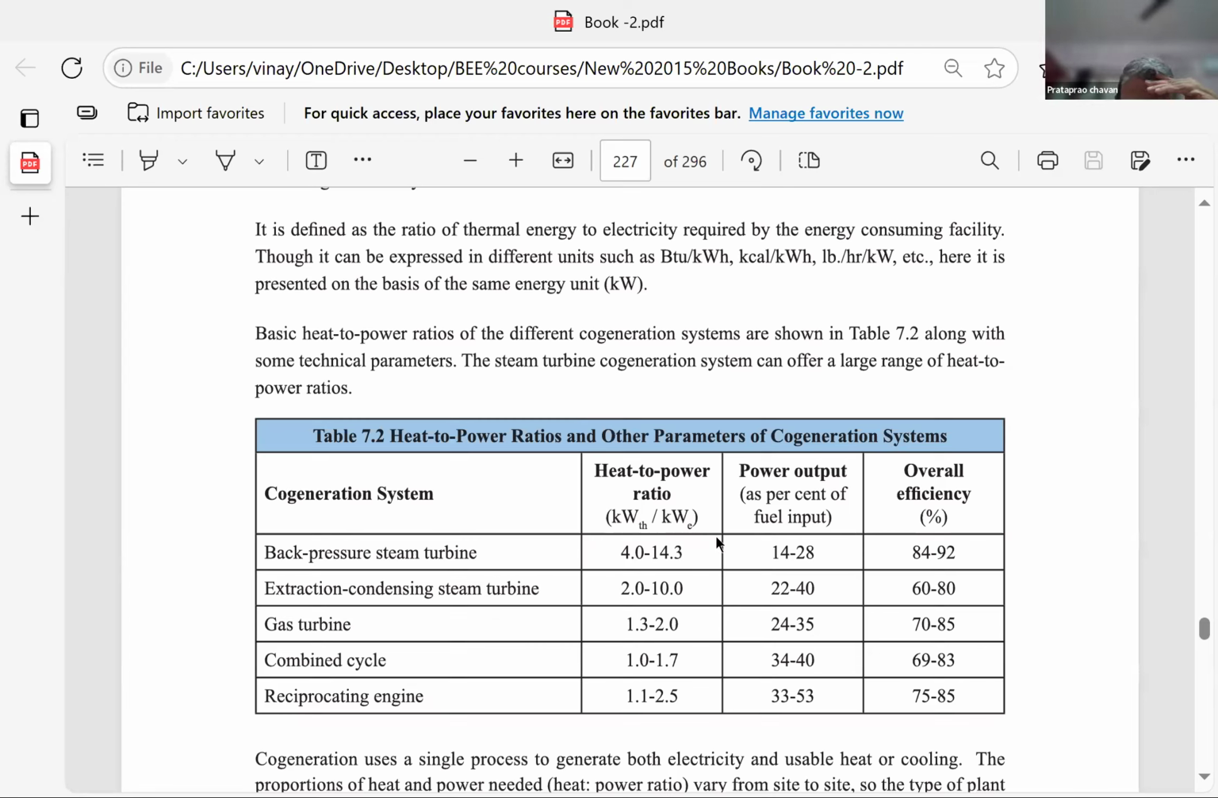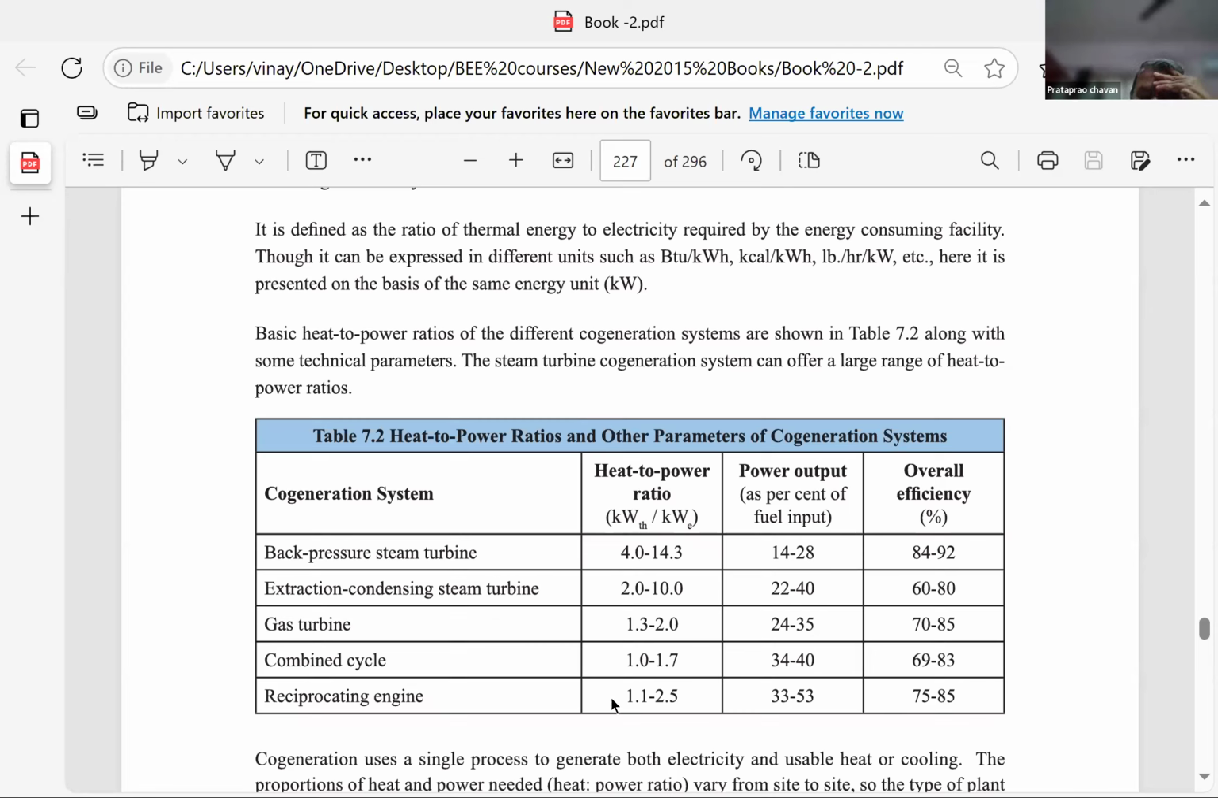Here also, let us look at the units. kWth means thermal and kWe means electrical. So the heat units are converted into electrical units so that the ratio can be the same. A ratio cannot have two different units. So this is kW, this is also kW, their ratios. So depending on what type of heat to power ratio you have.